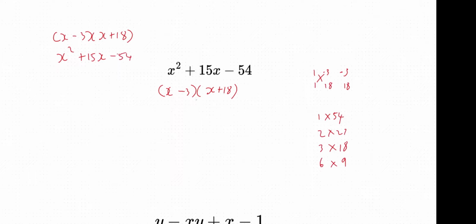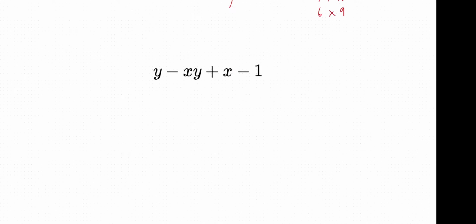Okay, so now moving over to the last one of this video. And here it's quite clear we don't have any common factors. This isn't a trinomial that we can factorize. So what we need to do here is we're going to use a method called factorization by grouping.